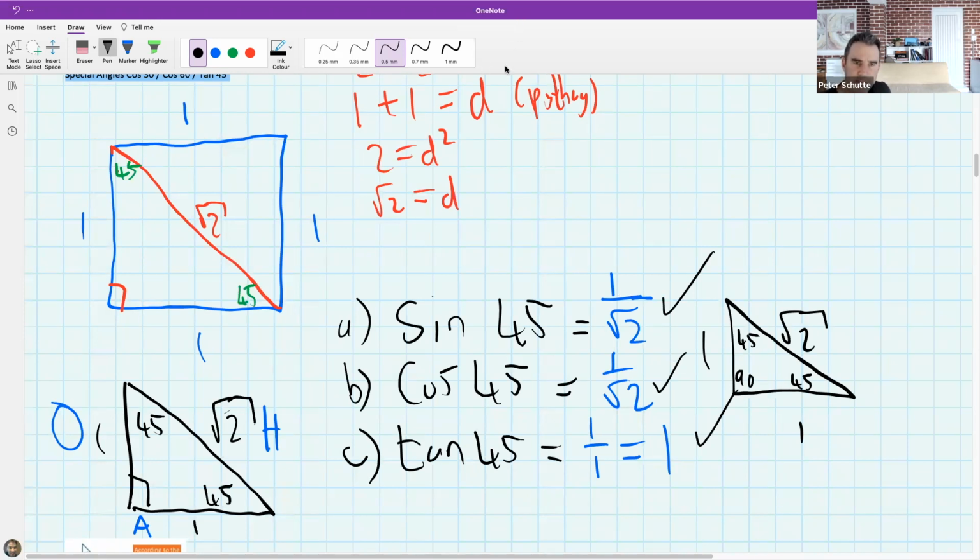Give me a thumbs up if you feel comfortable with the special triangle and you understand how to use it. Give me a thumbs down if you feel a bit uncertain. I'll wait a moment as the class expresses their opinion.